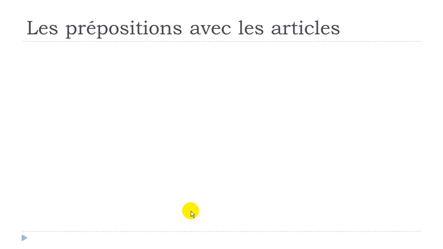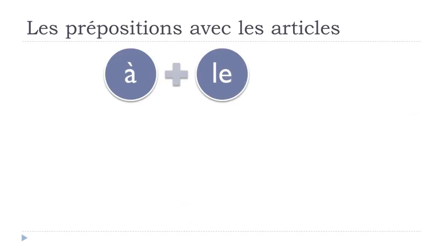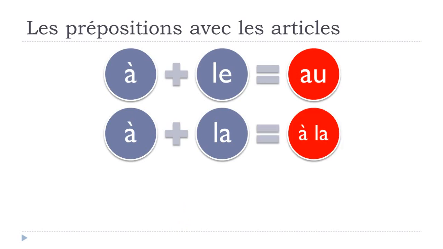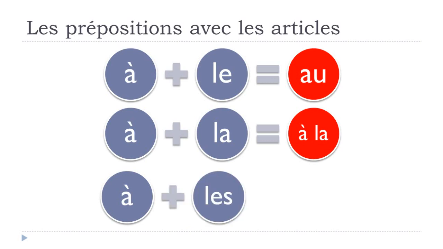All right, so if we want to make it clear, then we can say that à plus le will become au, then à plus la will stay the same, à la, it doesn't change at all, and then à plus les will become aux, but remember that phonetically it's "o". So that's the main thing that you should remember about this preposition à combined with the articles définis.